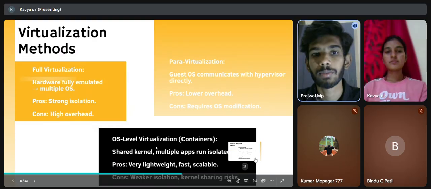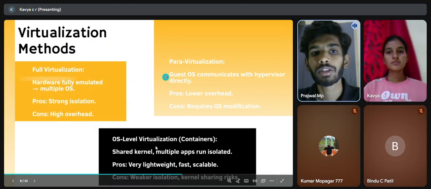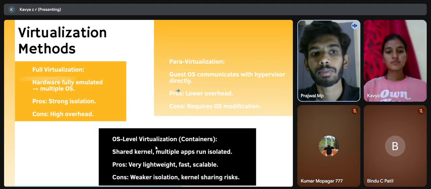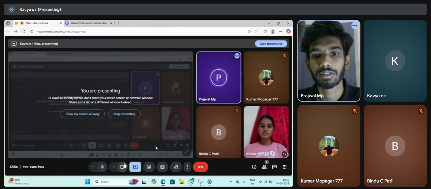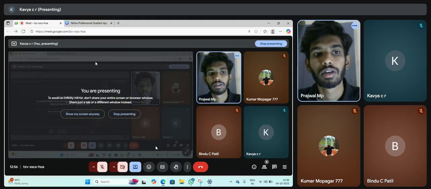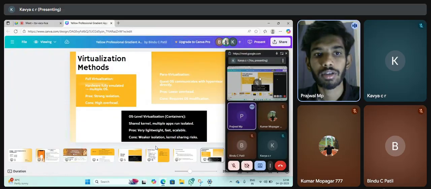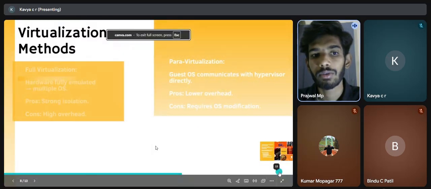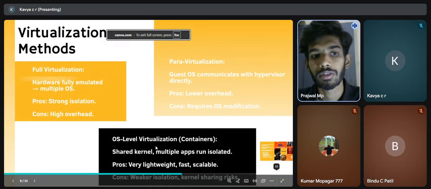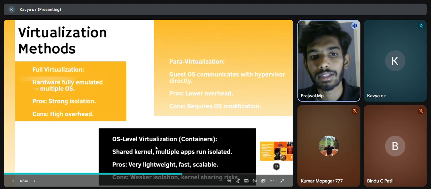Hello everyone, myself Prajwal. Virtualization method. Full virtualization. How it works: hardware is fully emulated so multiple operating systems can run independently as if they were on separate physical machines. Pros: strong isolation, each OS runs separately and securely. Cons: high overhead, performance may slow down because hardware is being emulated. Use case: running legacy systems or testing different OS environments safely.